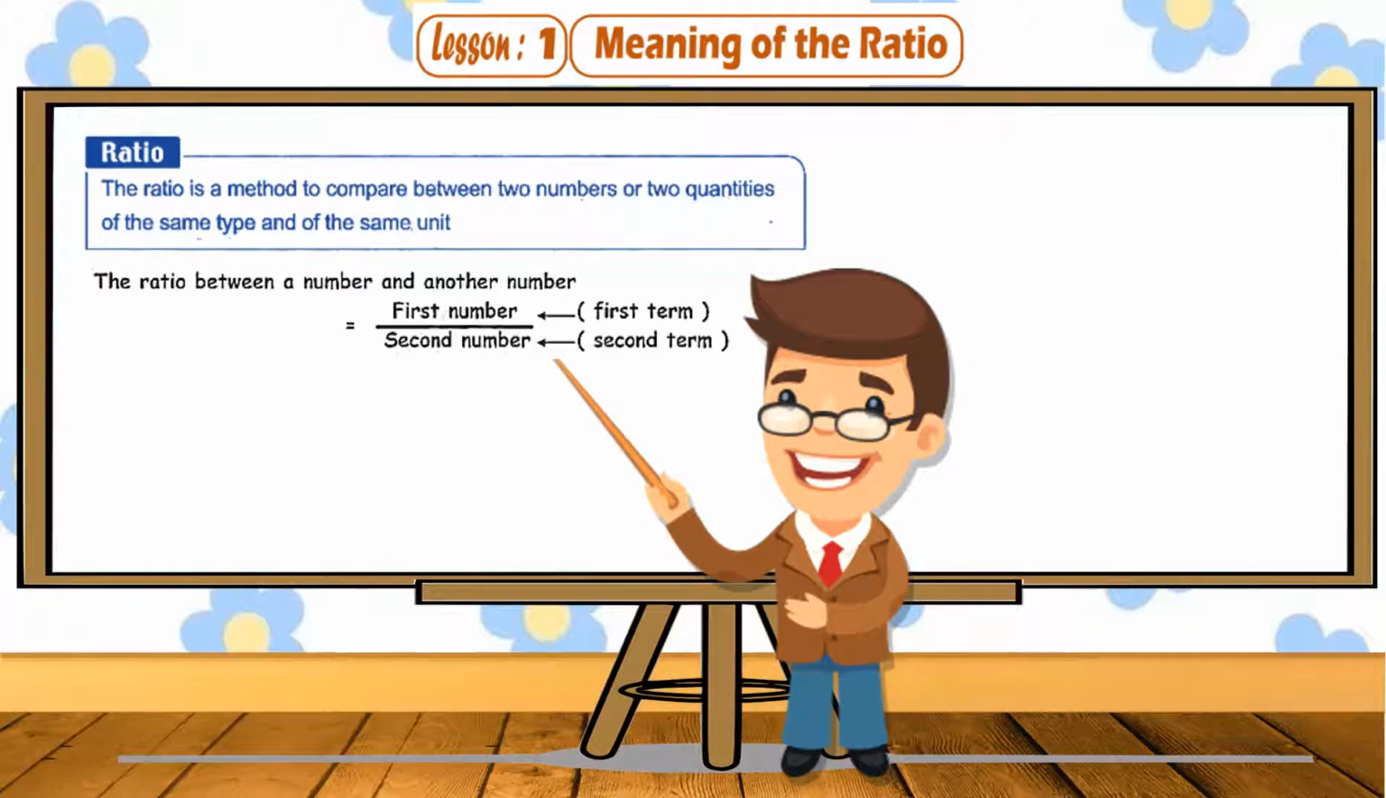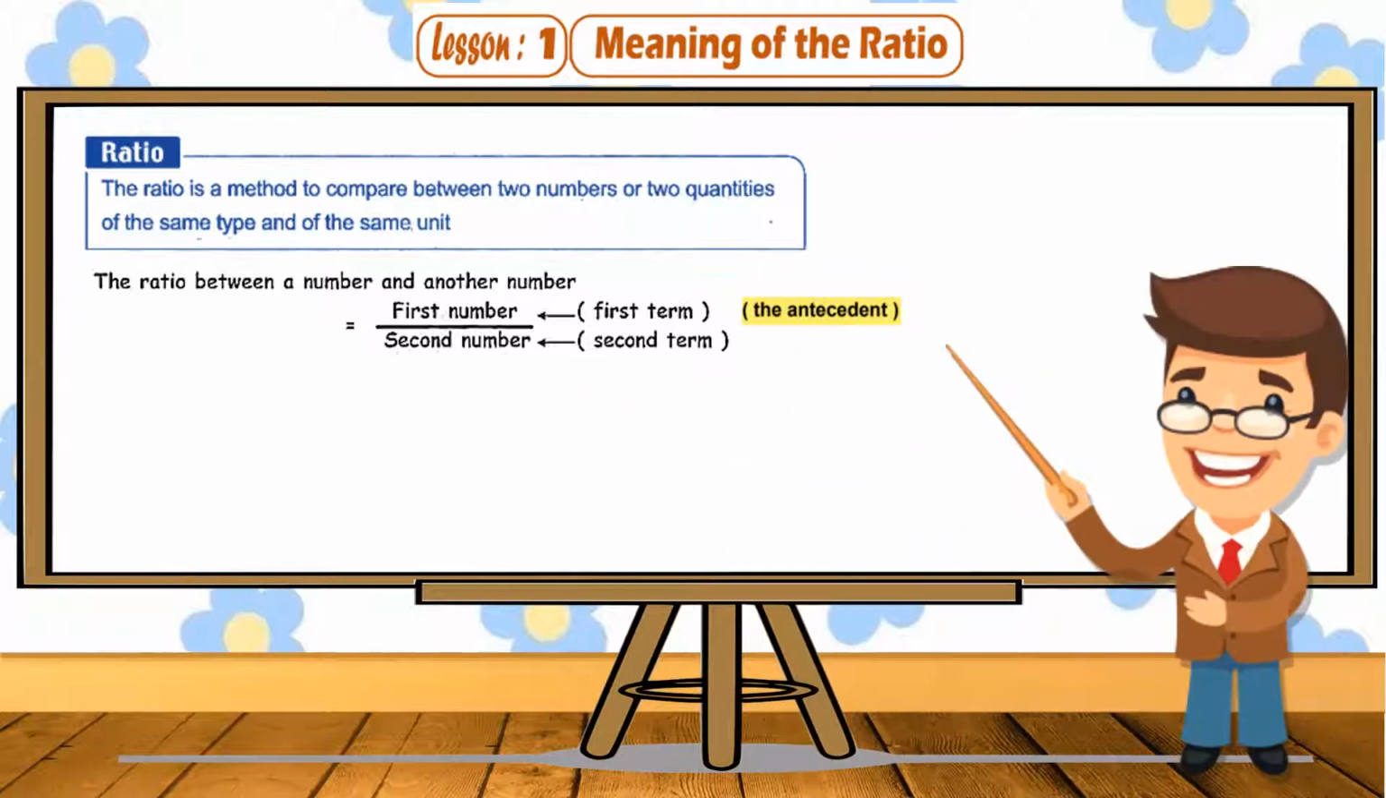And the ratio consists of two numbers. The first number is called the first term, and we can say the first number is called antecedent. The second number is called the second term, and it is called the consequent. Then the ratio consists of two numbers or two terms, antecedent and consequent.